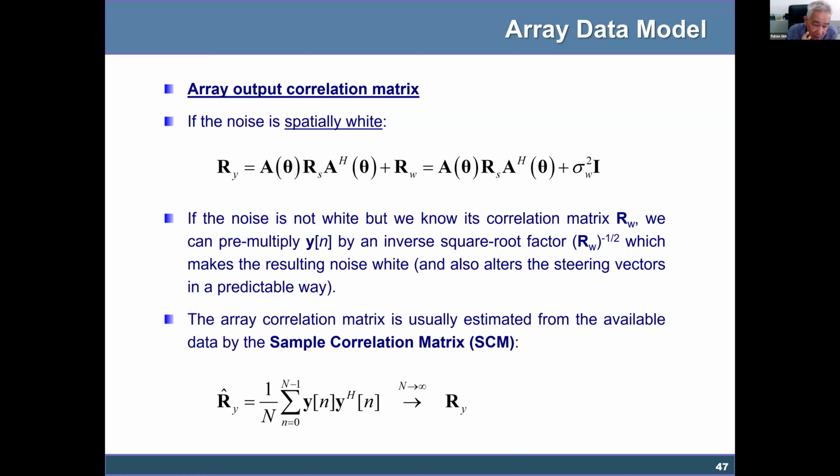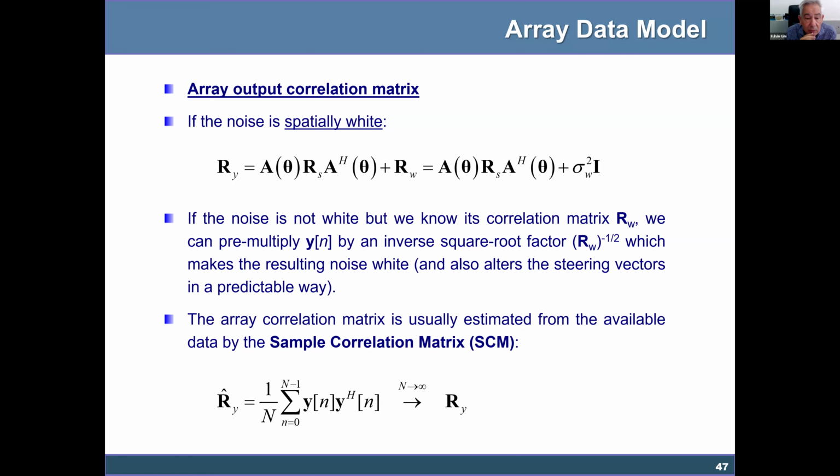Not always is it white, but thermal noise for sure is spatially and temporally white. So let's assume that the noise is spatially white. Spatially white means that the correlation of the disturbance between different sensors is 0. So the disturbance is uncorrelated from one sensor to the other. So if it is white, the correlation matrix of the disturbance is the disturbance power multiplied by the identity matrix.